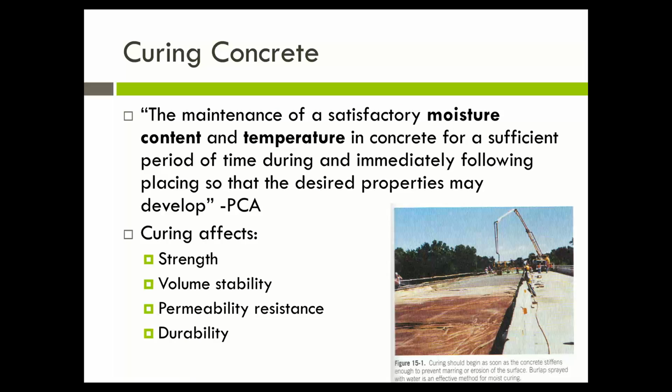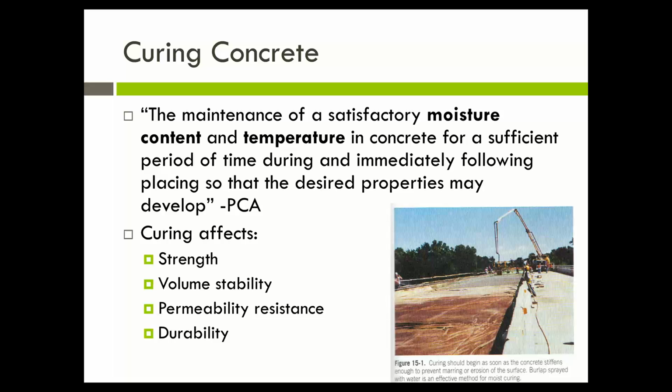We don't want these things to happen early. If they happen early, when the concrete is not a very strong material, we are going to have a problem. And as a consequence, we're going to want to cure our concrete. And there are many definitions. This is the Portland Cement Association definition: the maintenance of satisfactory moisture and temperature in the concrete for a sufficient amount of time that we develop the properties that we want.